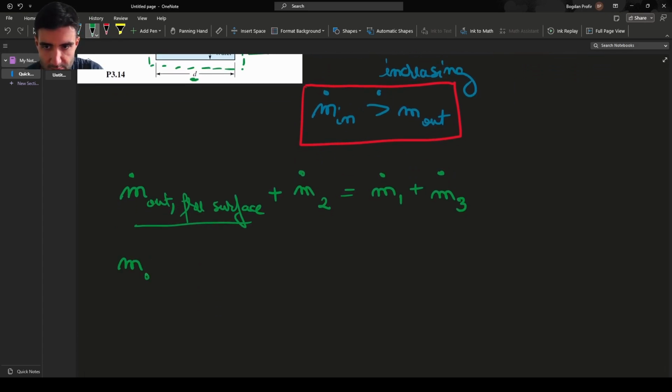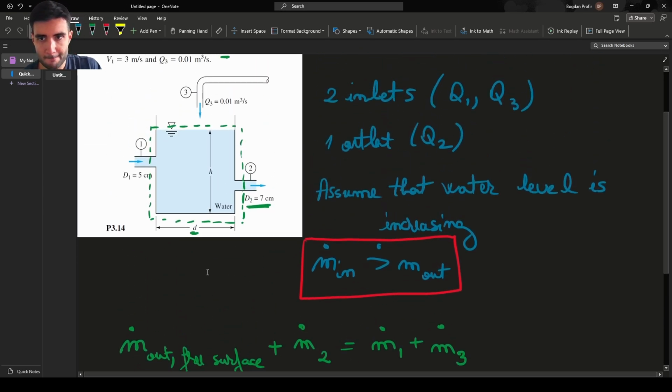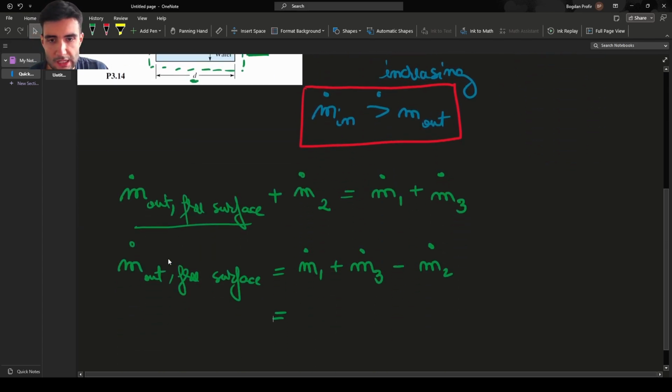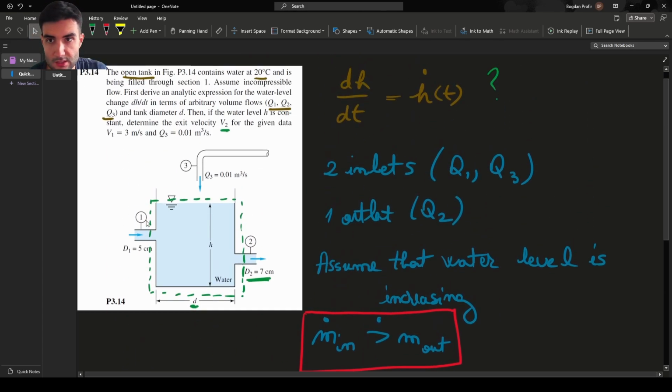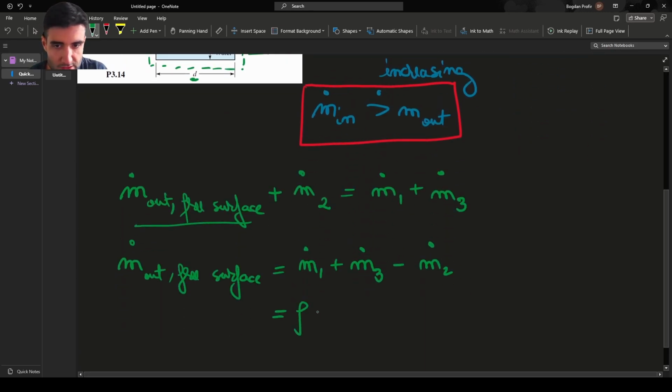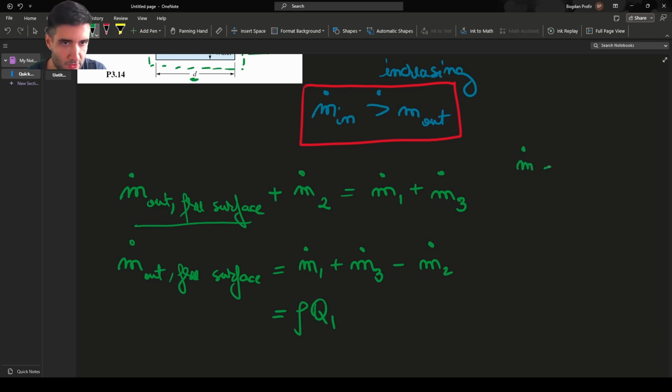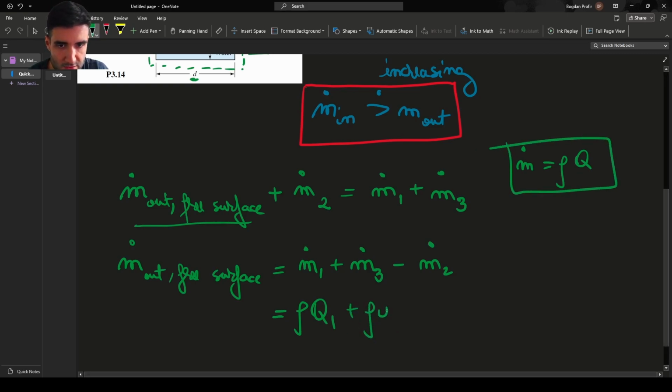So we have m out of the free surface. There's a lot of words, but we're going to simplify this in a bit. So this is m1 dot plus m3 dot minus m2 dot. This is the mass flow rate in at 1, which is actually going to be equal to the density times Q1. So it's the density times the volumetric flow rate, because remember, m dot is rho times Q. So this is plus rho Q3 and this is minus rho Q2, like this.